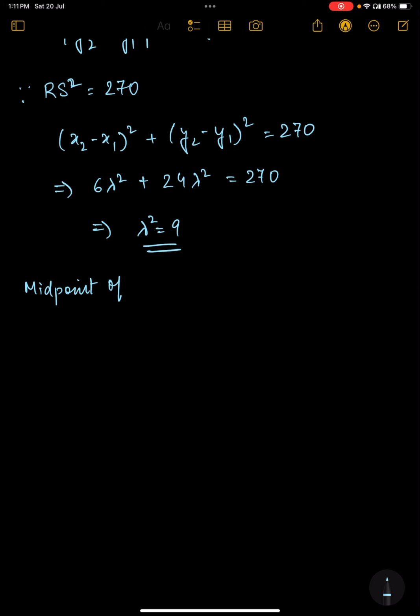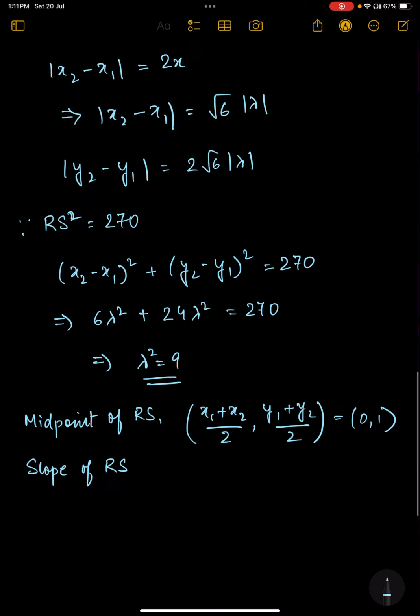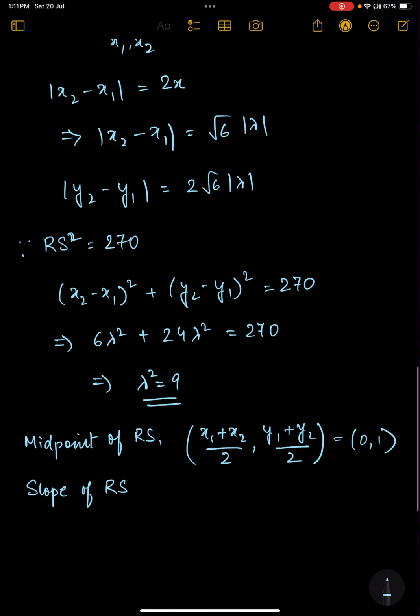Now going to the next question, if I'm asked what is the midpoint of RS, I can very easily write that this is nothing but x1 plus x2 by 2, comma y1 plus y2 by 2, which is nothing but 0, comma 1. Correct? Now, the slope of RS. You can visualize the diagram to have an understanding. The diagram which we have drawn here will help us very easily see whether it is correct or not.